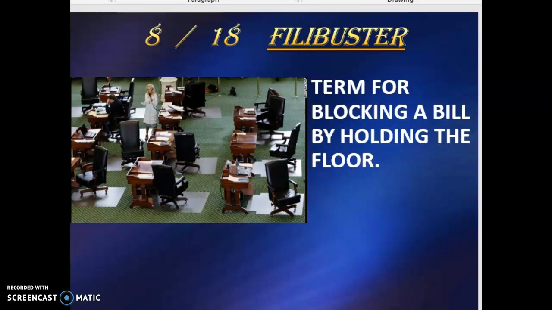Now, the bill is on a clock, and there must be a vote before that time expires. So when it was Wendy's turn to get the microphone, as long as she talks, stands on her feet, does not sit down, doesn't lean on a desk, doesn't leave the room, she controls the floor. So she filibustered the bill until the clock expired on that particular bill and the vote was not allowed to happen. Filibuster.